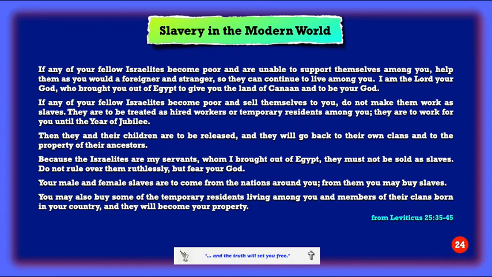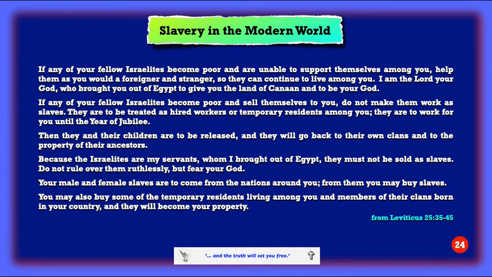If any of your fellow Israelites become poor and unable to support themselves among you, help them as you would a foreigner and stranger, so that they can continue to live among you. I am the Lord your God, who brought you out of Egypt to give you land of Canaan and to be your God. They remembered they'd been slaves.